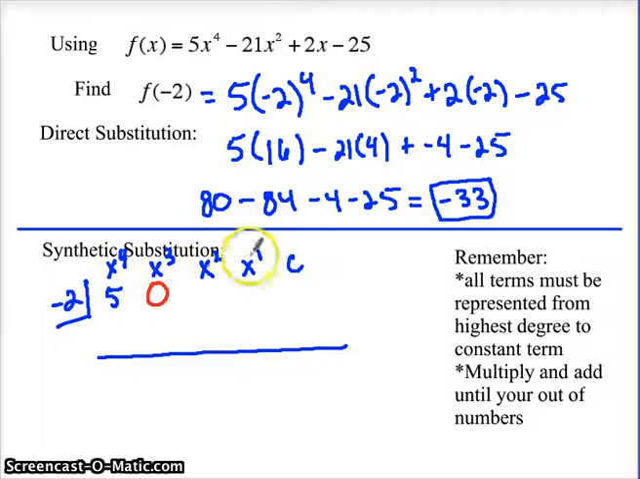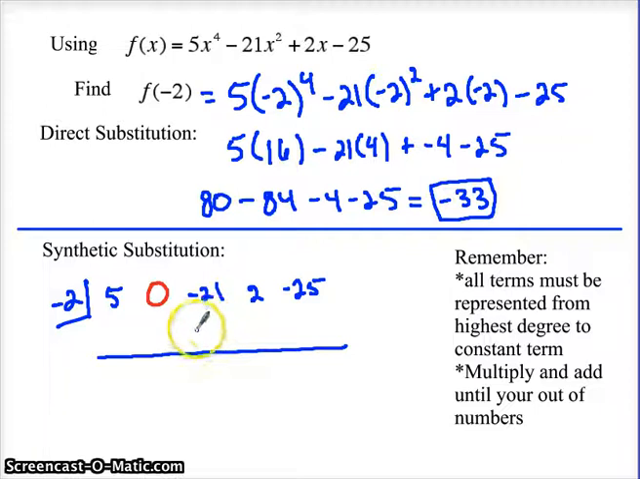Now you don't have to write the x's in there normally when you do synthetic substitution, but it's not bad to keep track of what you're doing. Again, it was negative 21 x squared, a 2 x to the first, and negative 25 was my constant. Now, like I said, these x's really don't have anything to do with my actual substitution right now. Now all I need to do is follow the numbers.